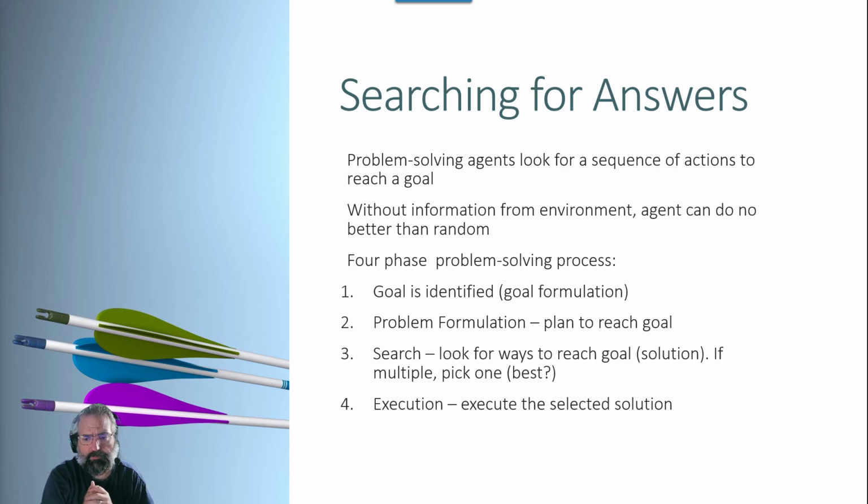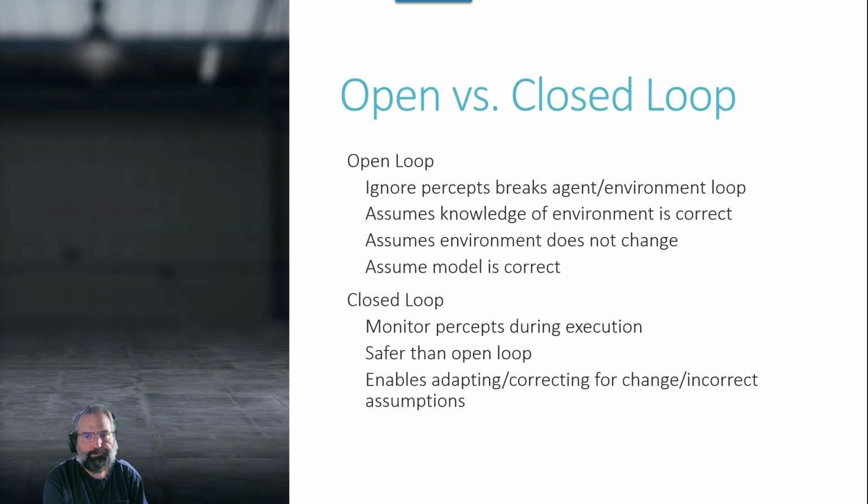The four phases of problem solving break down into identifying the goal; problem formulation, so come up with a plan to reach it; search, look for multiple ways to reach the goal within those constraints, so finding a solution and maybe multiple, and if there's more than one, then pick one, and you'll probably pick the best one or the first one, depending upon what's going on. Sometimes a solution is better than an optimal one that you haven't found yet, right? And then the last step is execution. So actually execute the selected solution to actually achieve the goal.